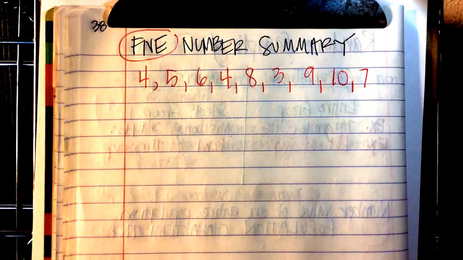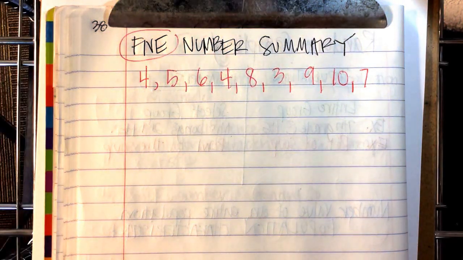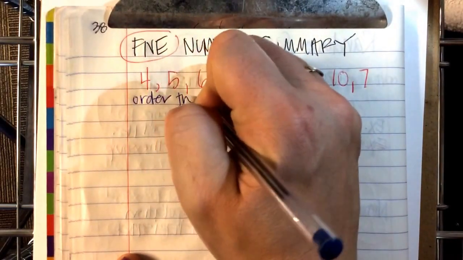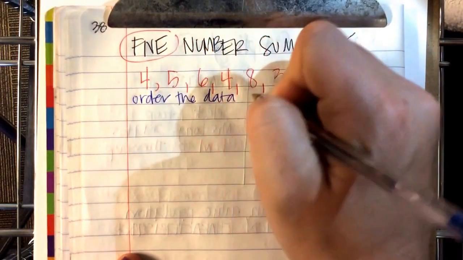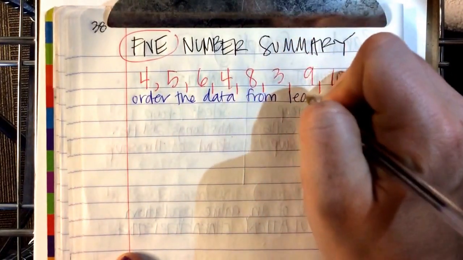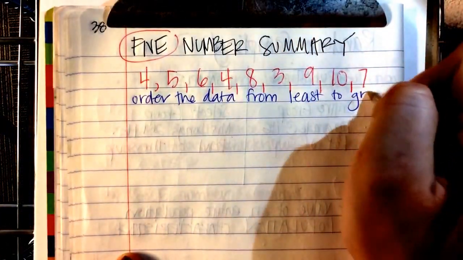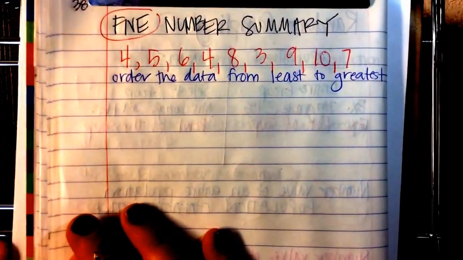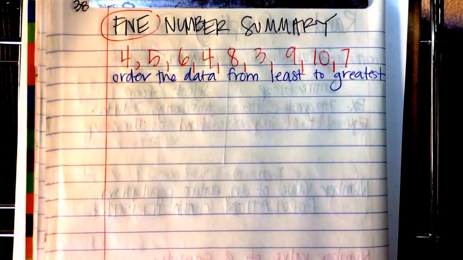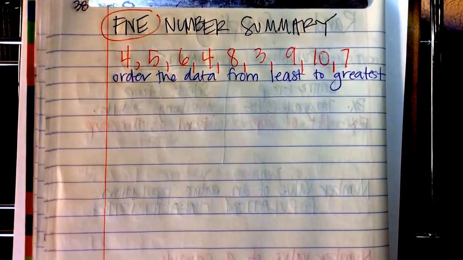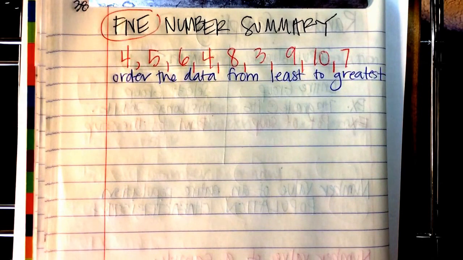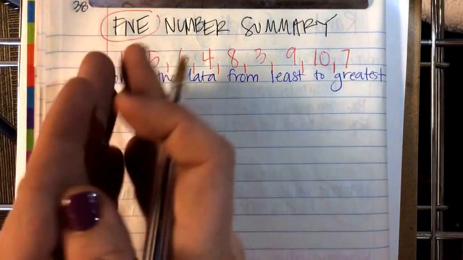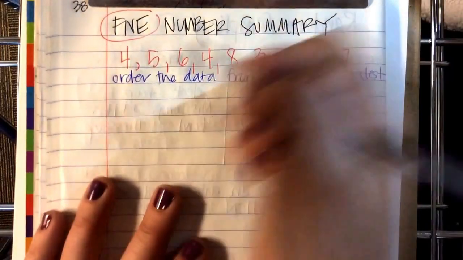So the first thing, before we even begin to look at 5-number summaries, we need to order the data from least to greatest. Before we do anything, you need to look at your data collection and you need to order it. You need to put it in order from least to greatest. And I like to have a copy of the numbers down and then cross out as I go.